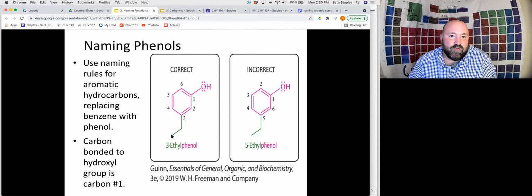It has an ethyl group coming off of it. And we call this the 1 position attached to the hydroxyl group. And we number in such a way to get our lower number. So that would make this 3-ethyl phenol.